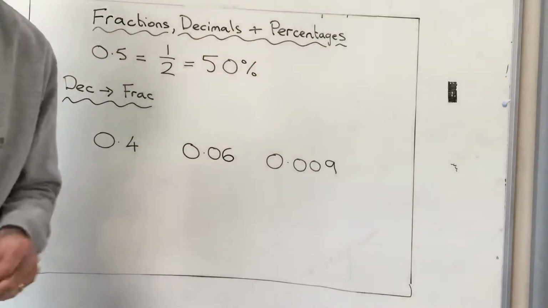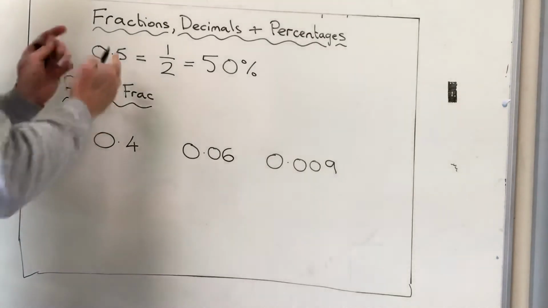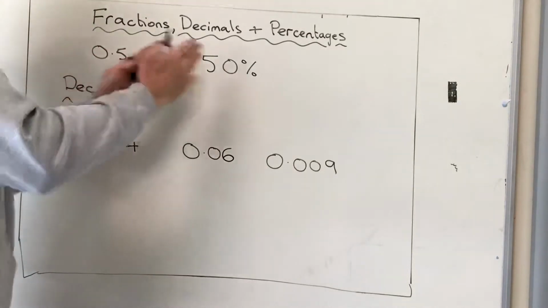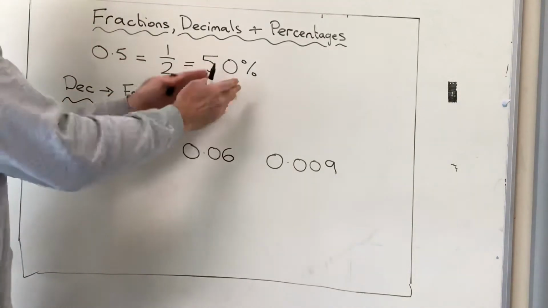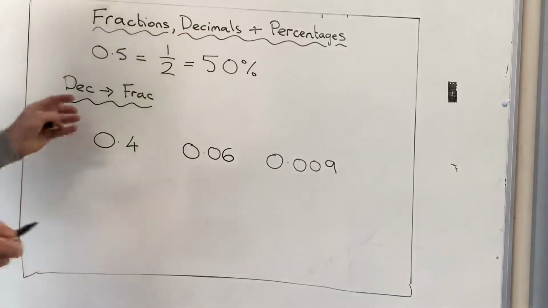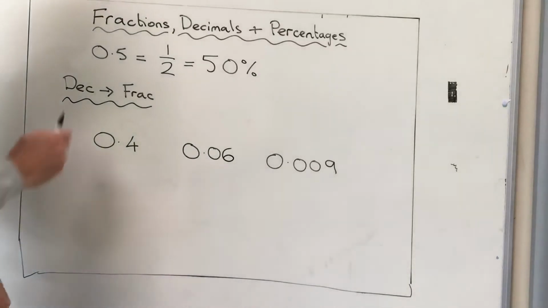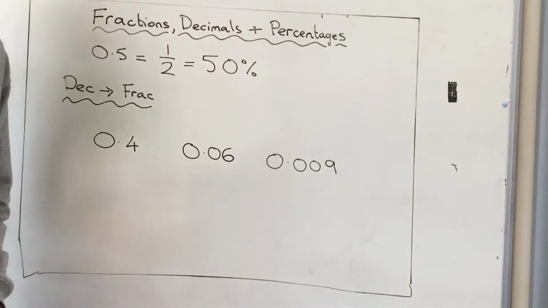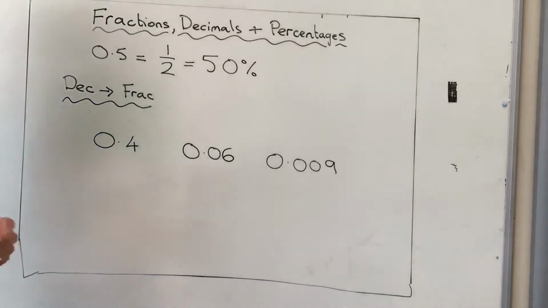So in this chapter, it's all about going from decimals to fractions, or fractions to percentages, percentages to fractions, and so on. Today we're just going to look very briefly at decimals into fractions. It's all about knowing what column the number is in.